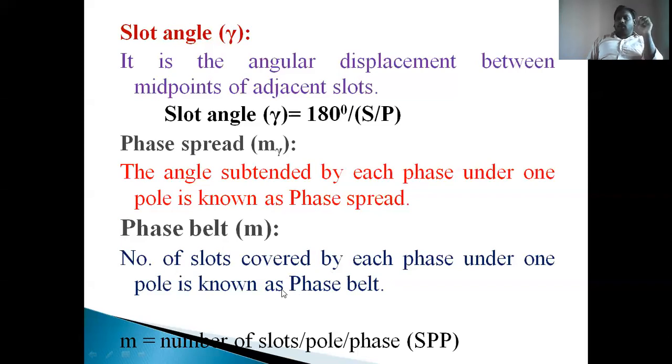One pole means, for example, one pole is having 6 slots. For each phase, the number of slots is 2, because for each phase the slots are equally distributed. That's why the number of slots is 2.